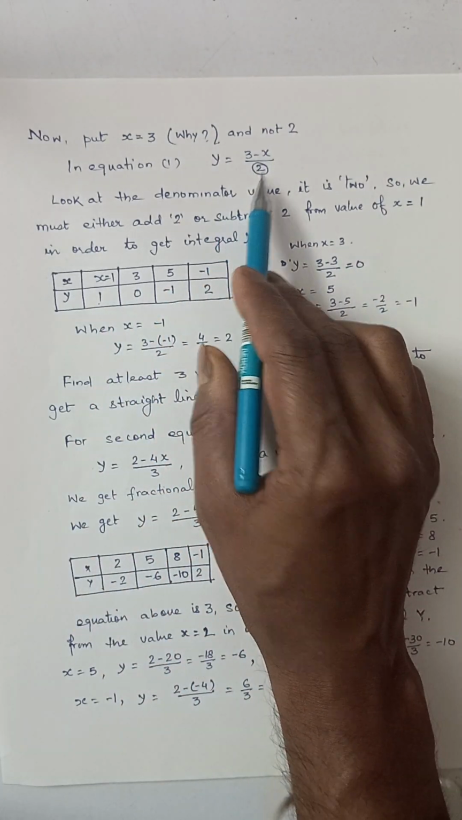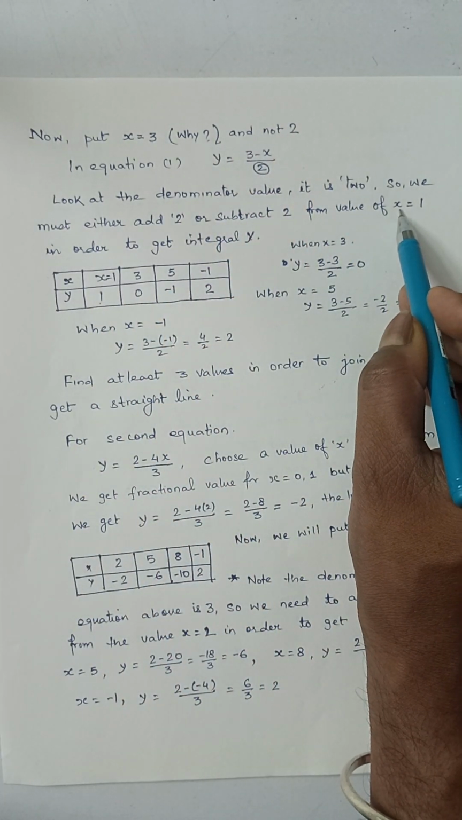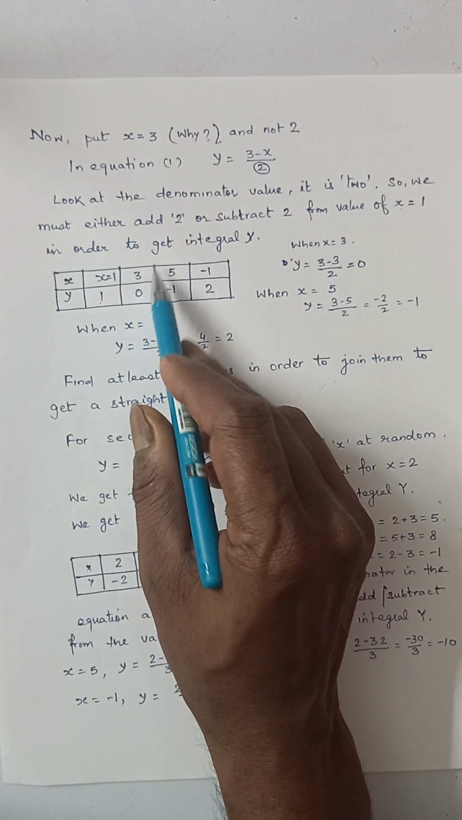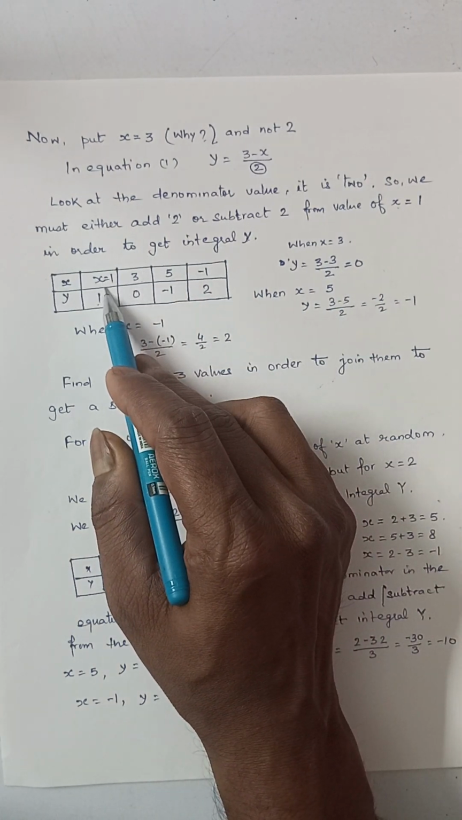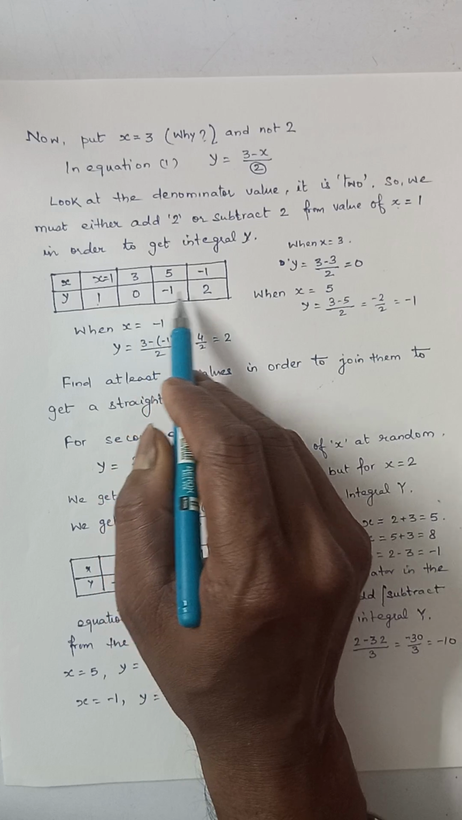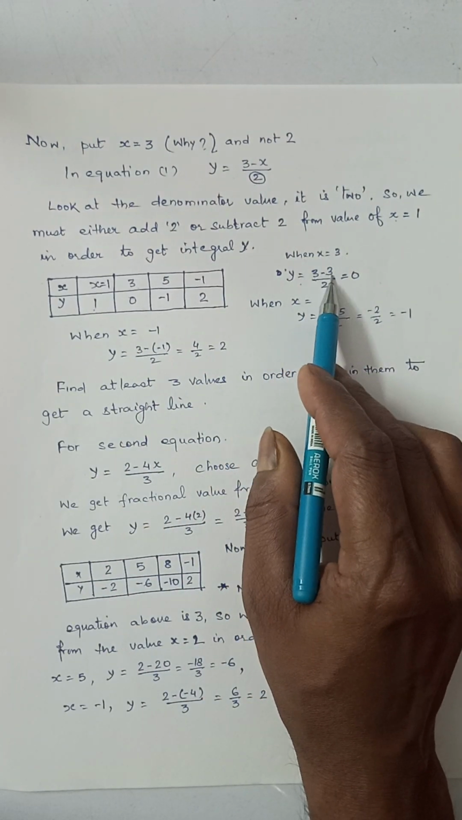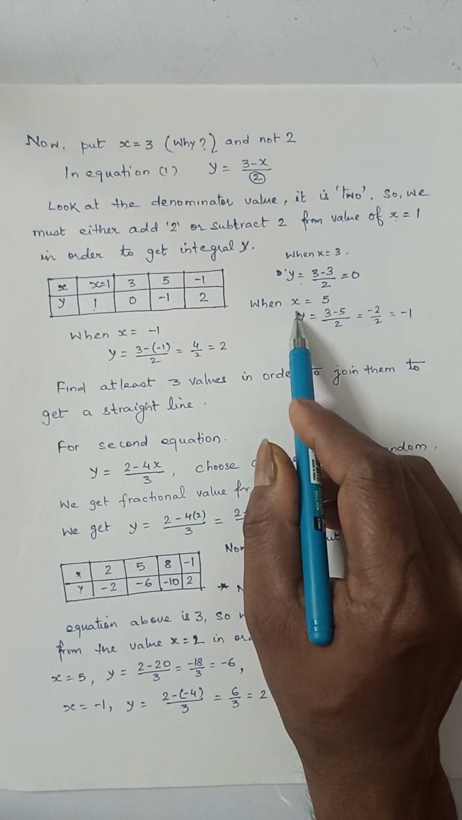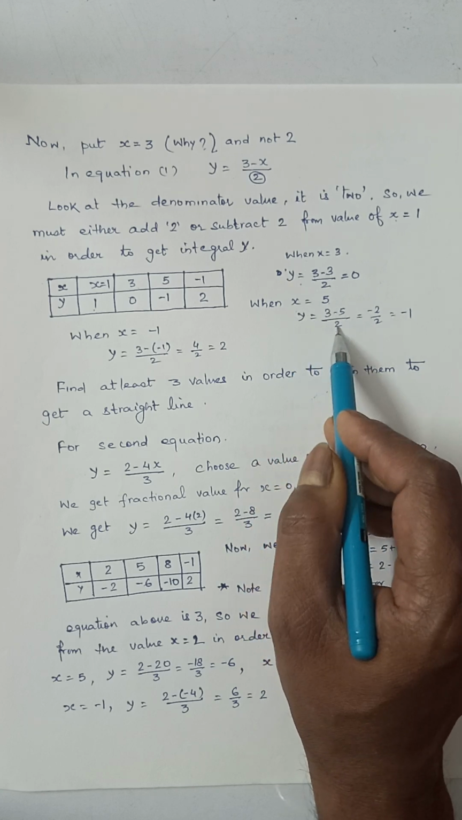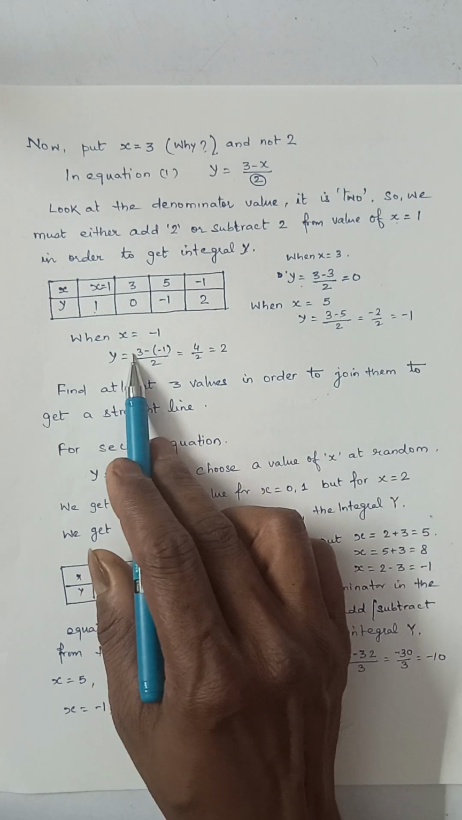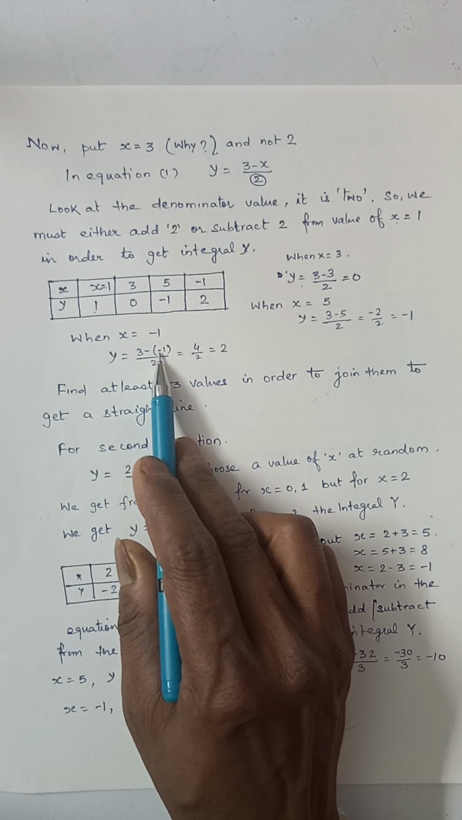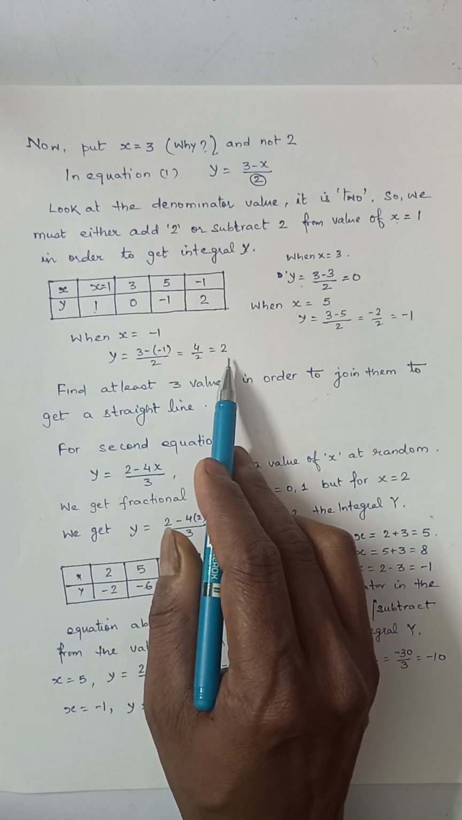So we have to add now with x either plus 2 or subtract minus 2 in order to get the integral value of y. So when x equals 3, y becomes 3 minus 3 upon 2 equals 0, and when x equals 5 we get y equals 3 minus 5 by 2 equals minus 1, and when x equals minus 1 we get 3 minus minus 1 upon 2 equals 4 by 2 equals 2.